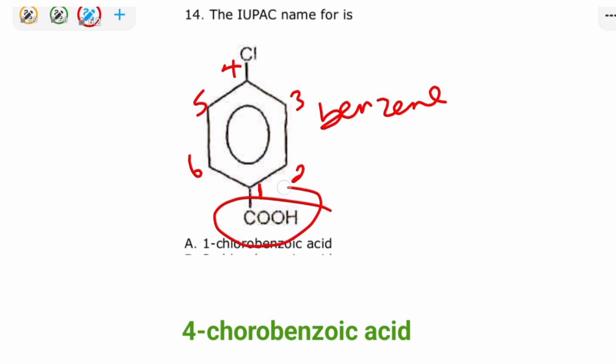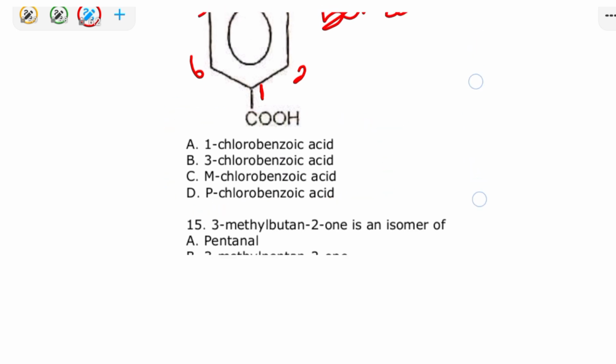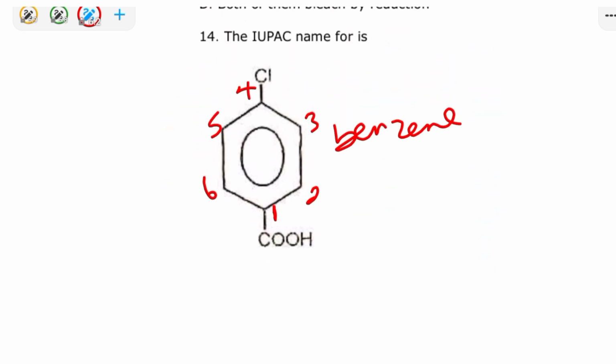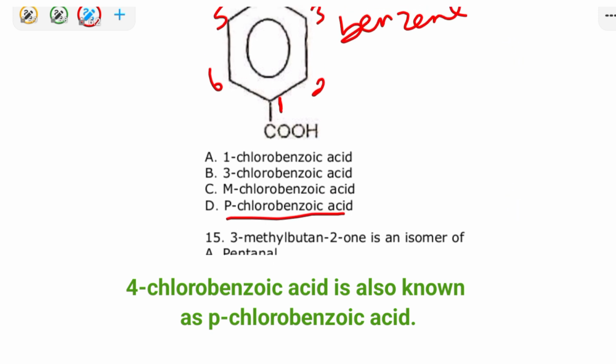Benzoic, because you have the functional group for alkanoic acids there. So this is 4-chlorobenzoic acid. But if you check the options, it is not there. Now, that's because another name for 4-chlorobenzoic acid is p-chlorobenzoic acid. P-chlorobenzoic acid is another name for 4-chlorobenzoic acid.